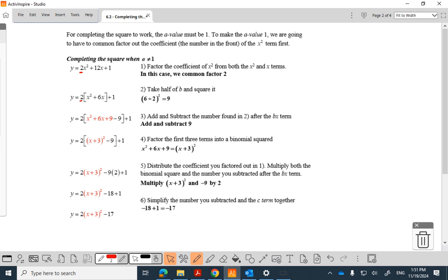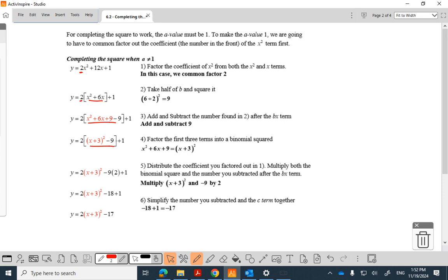Add and subtract that, just like you did yesterday. Factor it just like you did yesterday. That's all the same. See, yesterday, you did this, you did this, you did this. That's all the stuff you did yesterday. Then at the end, you multiply the 2 back in. That's all. I'm not acting like that's easy.